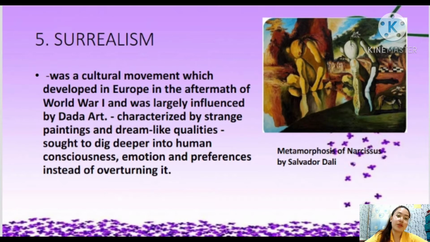So the example of Surrealism is the Metamorphosis of Narcissus by Salvador Dali. It was an oil on canvas painting. The meaning of this is, Narcissus was a youth of great beauty who loved only himself and broke the hearts of many lovers. The gods punished him by letting him see his own reflection in a pool. So this painting is Dali's interpretation of the Greek myth of Narcissus. So the Metamorphosis of Narcissus is one of the best examples of Surrealism art.